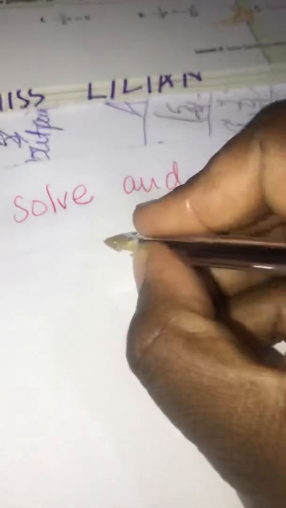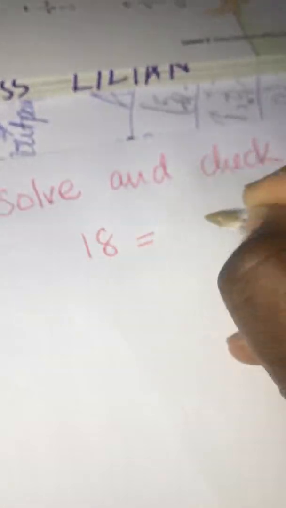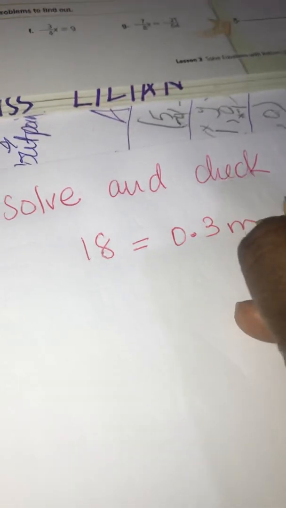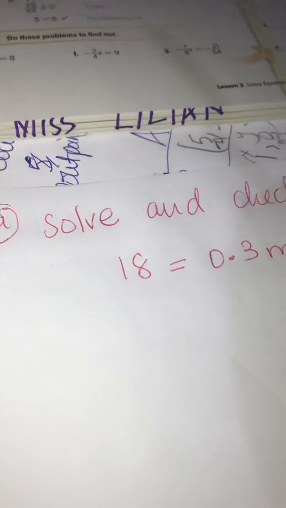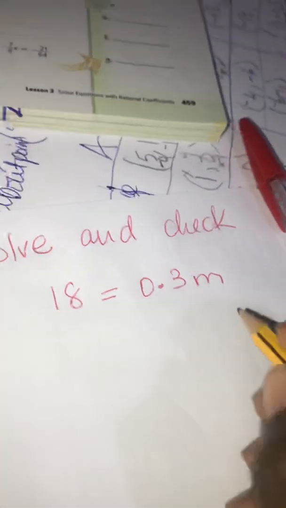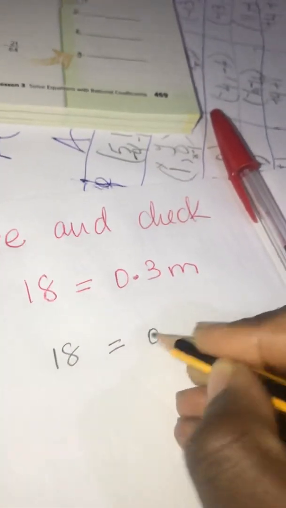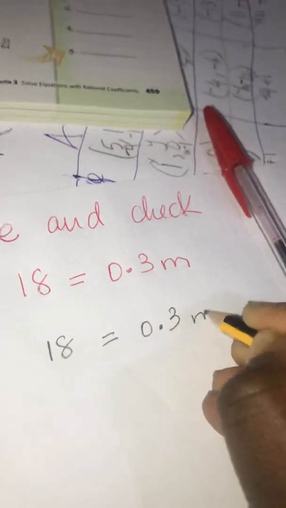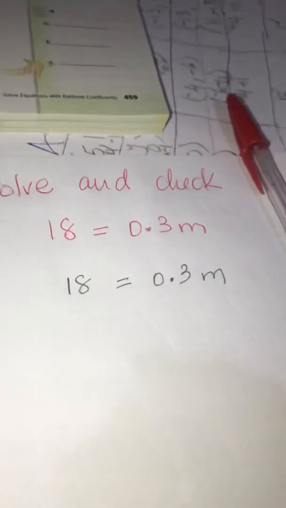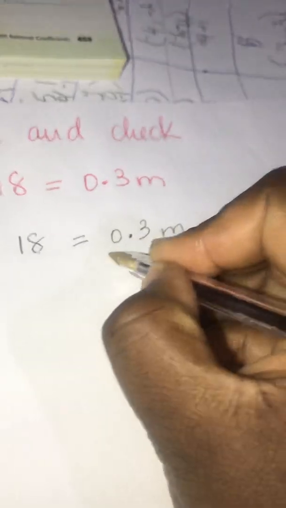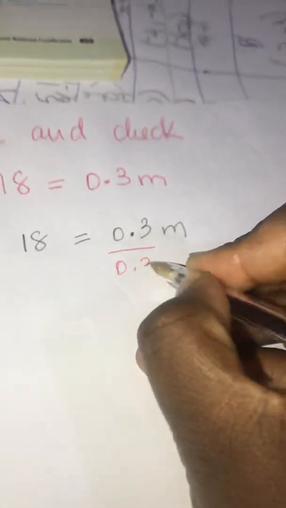And the question said 18 equals 3/10 m. So what you're going to do, you're going to divide. You're going to write 18 equals 3/10 m. And since we are multiplying, I'm going to use the division property of equality. I will divide both sides by 3/10.